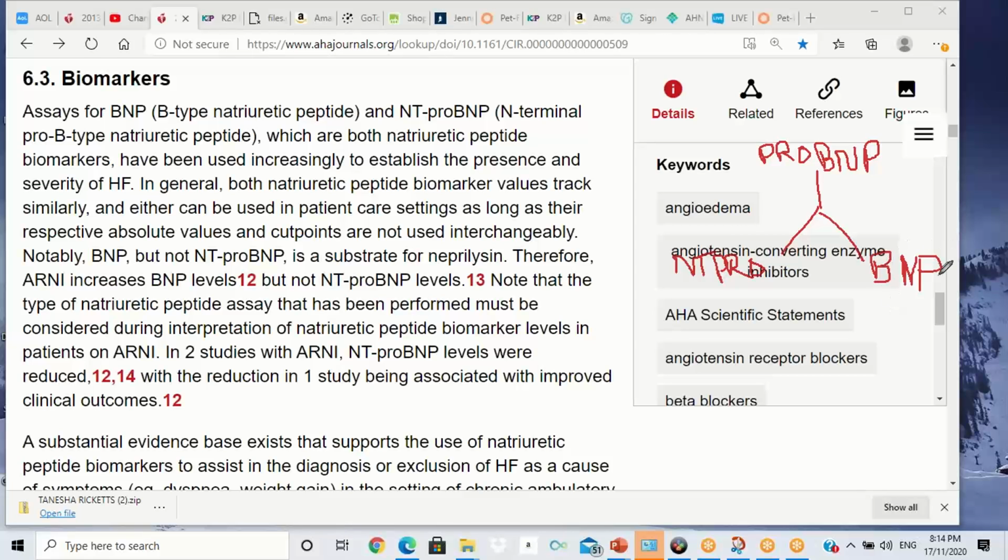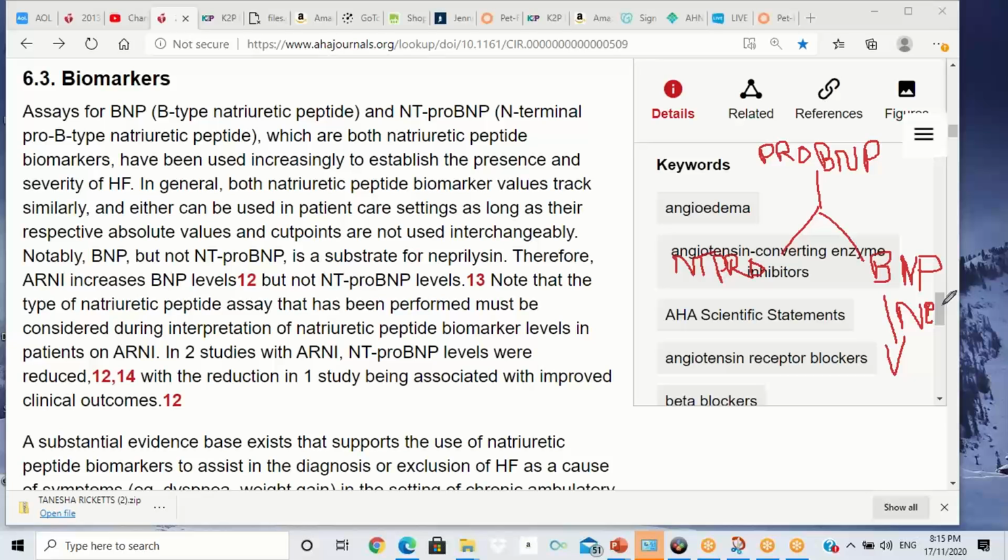The BNP is the biologically active peptide, and what it does, it causes fluid, sodium and water diuresis, and it causes vascular dilatation. So the BNP is metabolically active, and it does a lot of beneficial things. But the thing about BNP, it is broken down by an enzyme called neprilysin. So the BNP is broken down by neprilysin and rendered inactive.